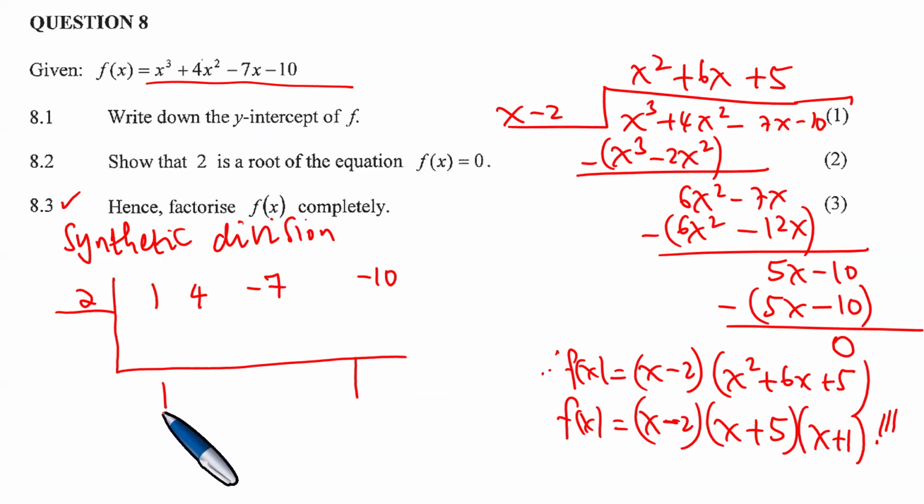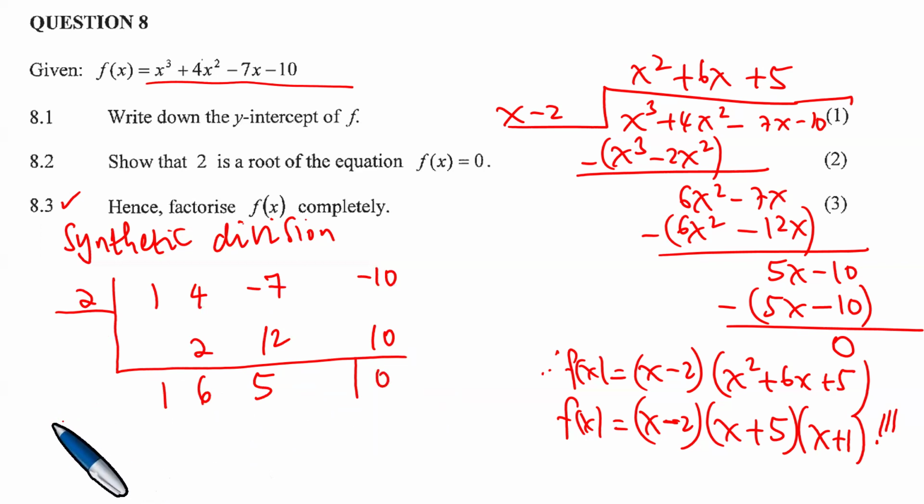After you drop the 1, multiply 2 by 1, you get a 2, and you bring it up here. And now 4 plus 2 gives us exactly 6. 2 by 6 gives us 12. And minus 7 plus 12 gives us exactly 5. 2 by 5 is a 10, and the remainder is 0.